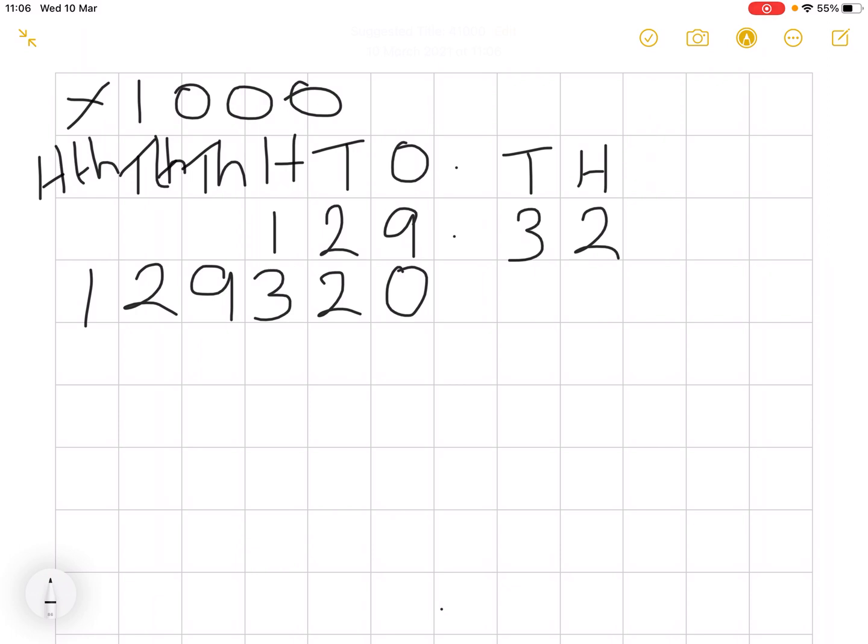So our answer to 129.32 multiplied by 1000 is 129,320. Let's now try dividing by 1000.